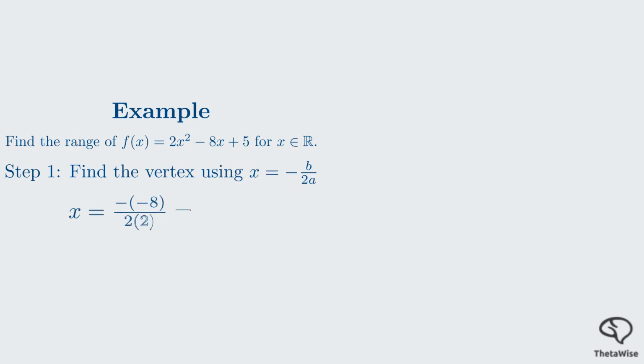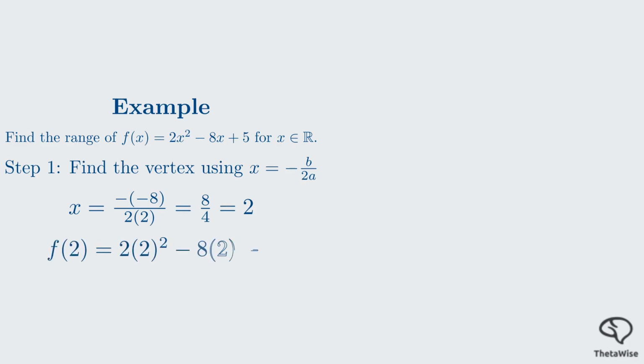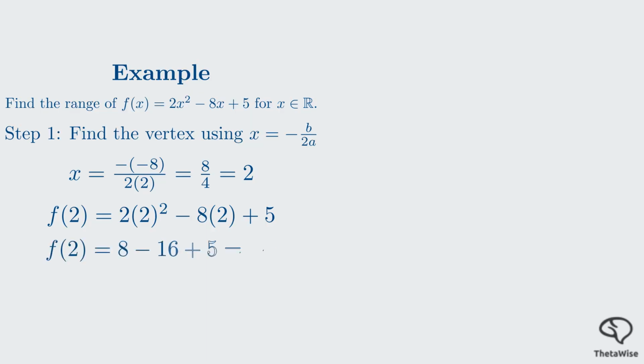x = −(−8)/(2 × 2). This simplifies to 8/4, which equals 2. Plugging x = 2 back into our original function gives us the y-coordinate. f(2) = 8 − 16 + 5, which is −3.